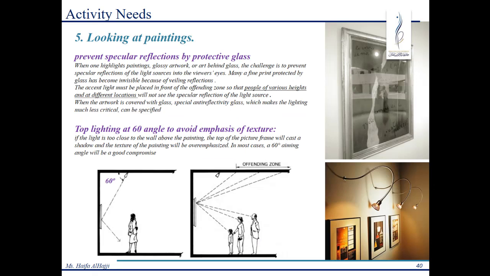Now, looking at a painting is very similar to what we talked about before in finding the offending zone. Here, for example, we have this painting. It can be covered with glass, so we need to be careful that the light doesn't reflect on the painting. We also need to take into consideration that the observer can stand at any point near the painting, but not right next to it. So we are examining different heights and different locations for different people.